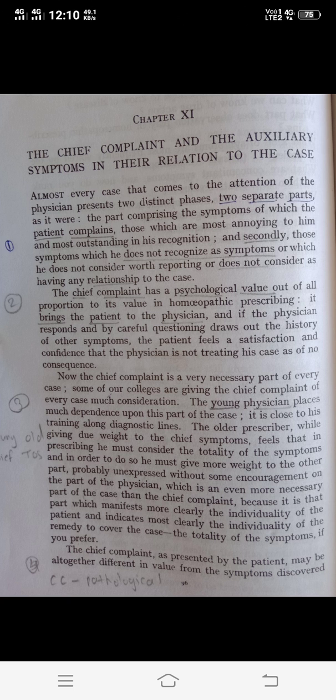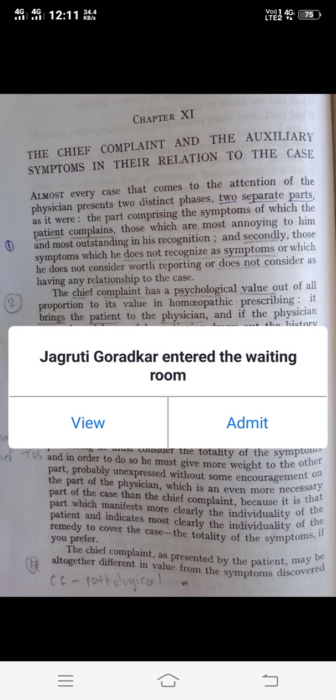Then what is given in the second paragraph: the chief complaint has a psychological value out of all proportion to its value in homeopathic prescribing. It brings the patient to the physician, and if the physician responds and by careful questioning draws out the history of other symptoms, the patient feels a satisfaction and confidence that the physician is not treating his case as of no consequence. So when a patient comes to a physician, it is mainly for the chief complaint. He wants to remove or cure that chief complaint.